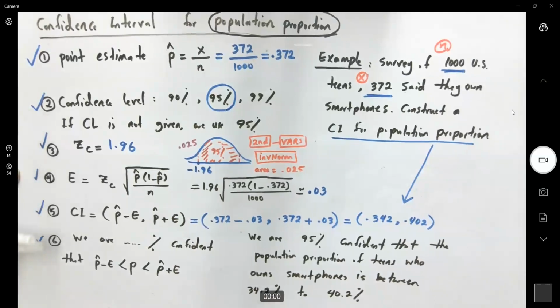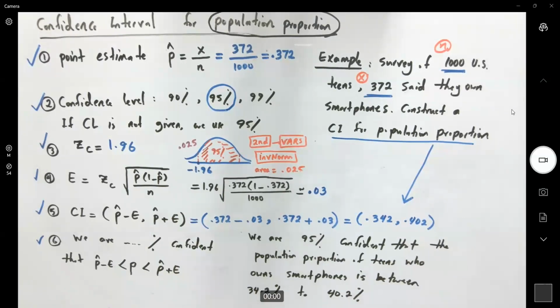Following these steps helps us to find the population proportion and an estimate that we are 95% confident about this process.